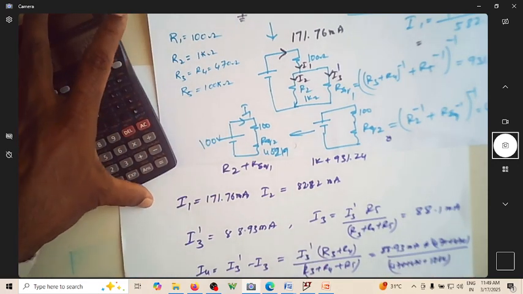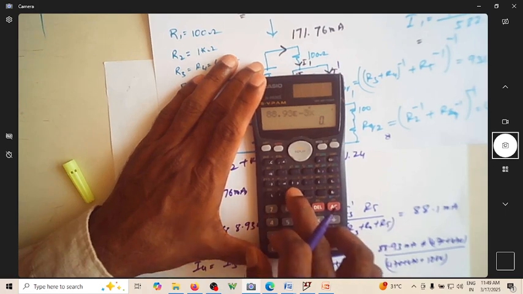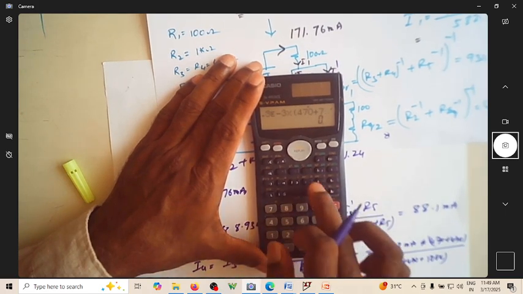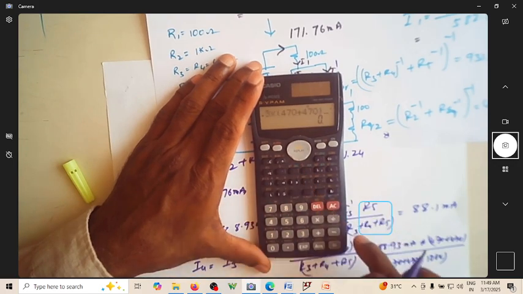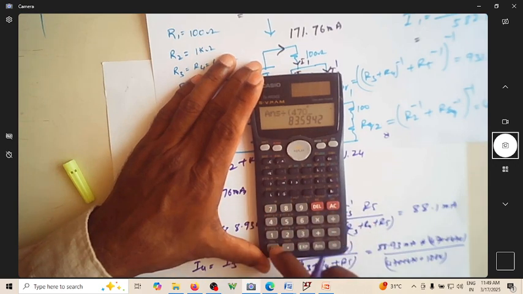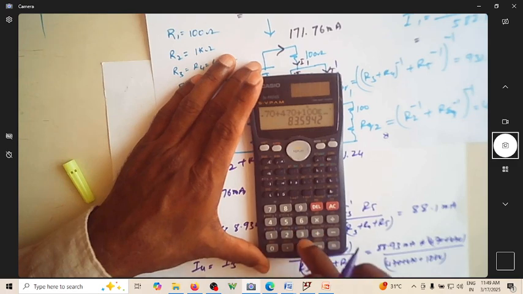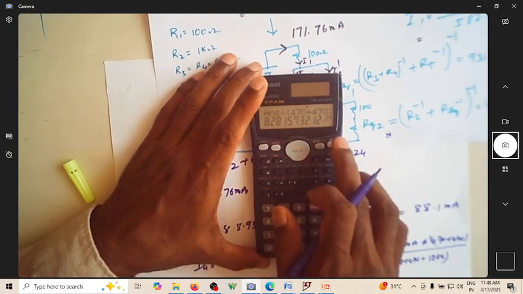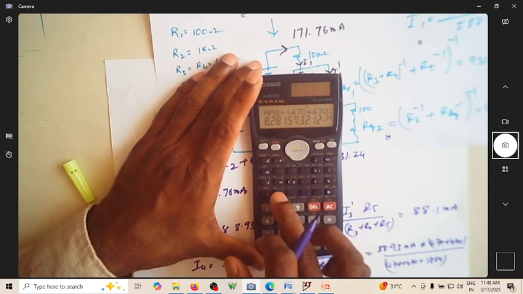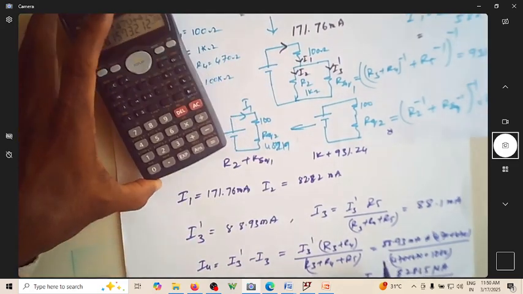This is the value: 88.93 exponential of minus 3 into 470 plus 470, divided by 470 plus 470 plus 100 exponential 3, which will be a very small current. I can see it is on the order of 10 power minus 4. Let us bring it to micro. It is now 828.15 microamperes. That is I4.